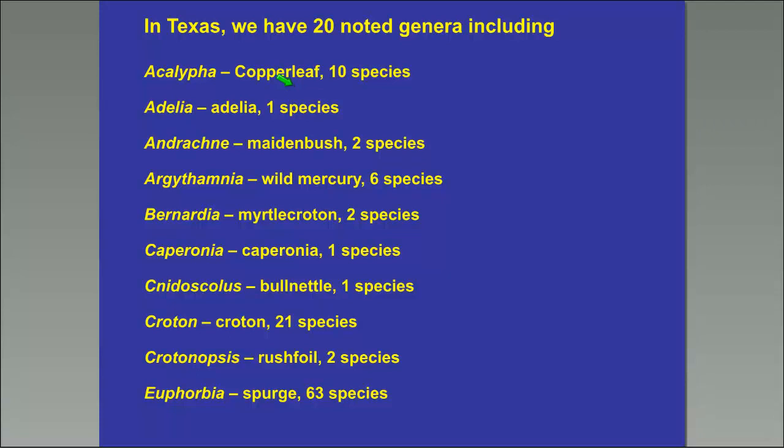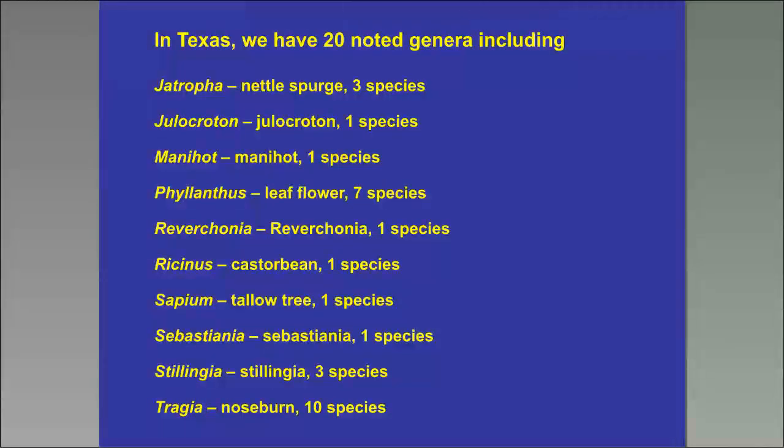And then when I get down to the bottom of the list and I look at the genus Euphorbia, the largest number of species in a genus within the Euphorbiaceae, we have 63 species. But everything in that genus is referred to as a spurge. Now, these genera names may or may not be used when I go to look up the common name, or one of the common names, of a plant.